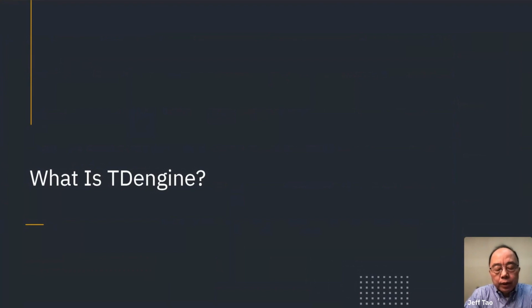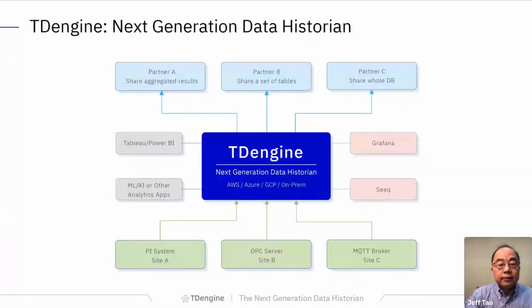First of all, I will talk a little bit more about TDengine. What is TDengine? TDengine is a next generation data historian. It can run on AWS, Azure, or Google Cloud, or on-prem. TDengine can centralize data from different data sources, for example, data from an OPC server or from an MQTT broker, or it can extract data from PI System or even from Wonderware, those traditional data historians.